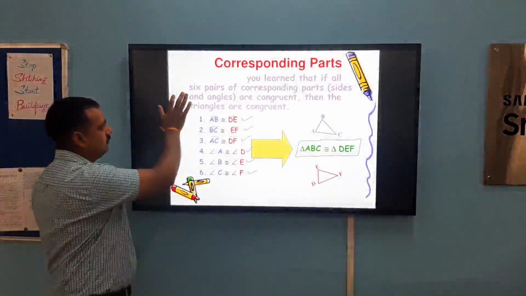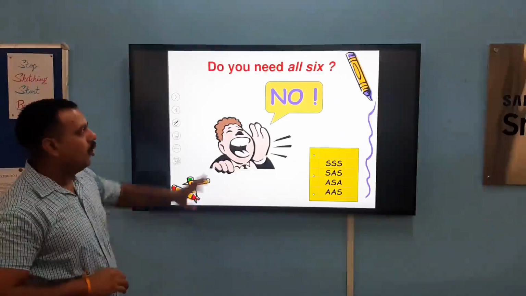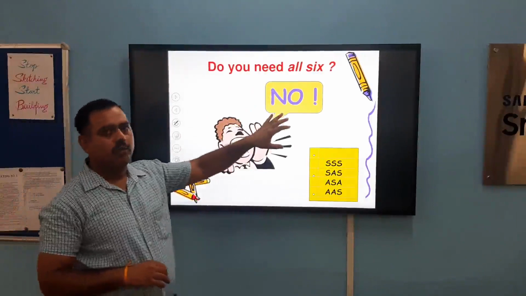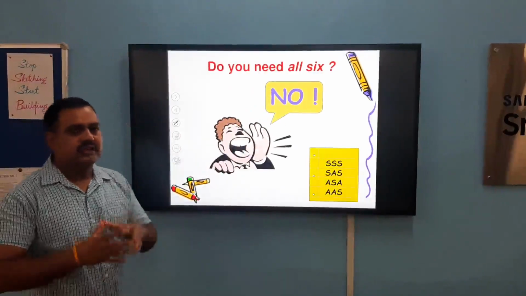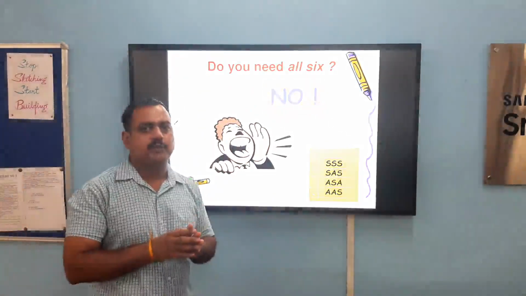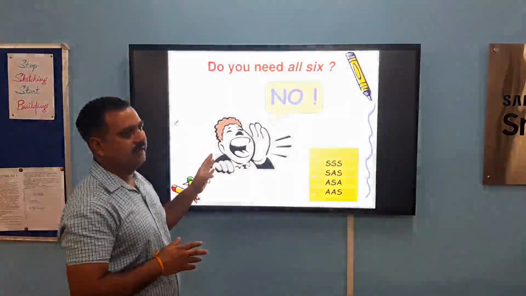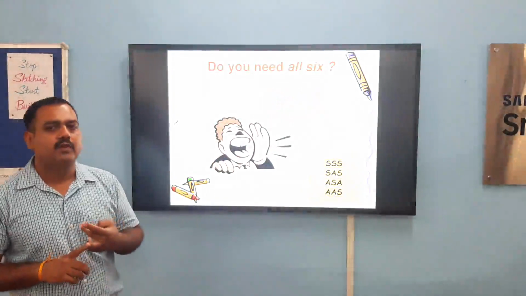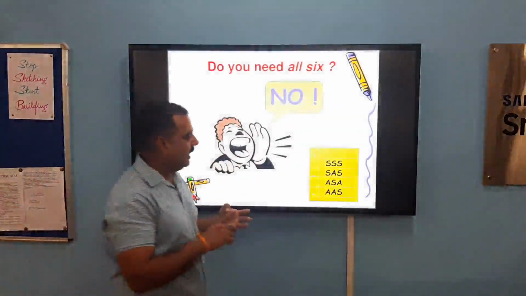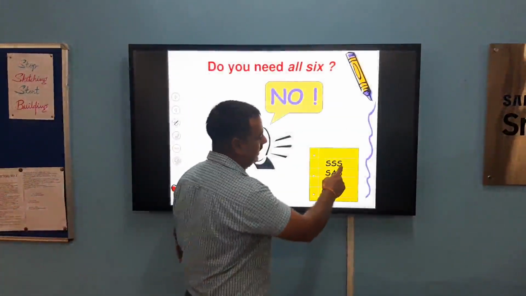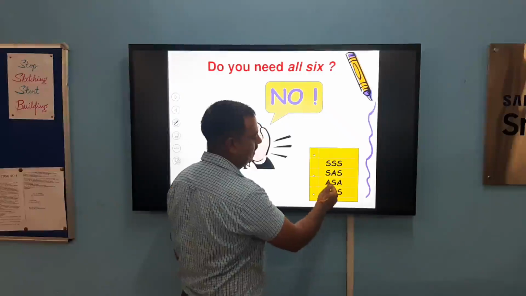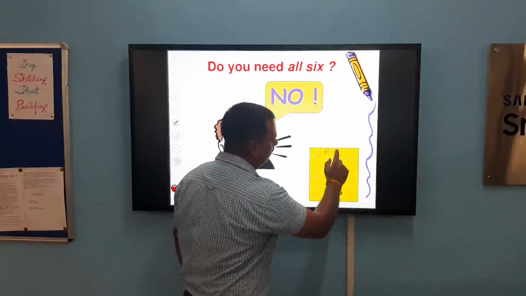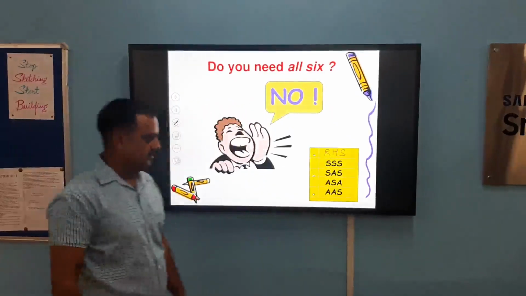But do we need all 6 parts every time? Our answer is no. We use only 3 parts, or we can say a combination of parts, to prove the triangles congruent, and these combinations are known as criteria of congruency. These criteria are: SSS, SAS, ASA, AAS and RHS.